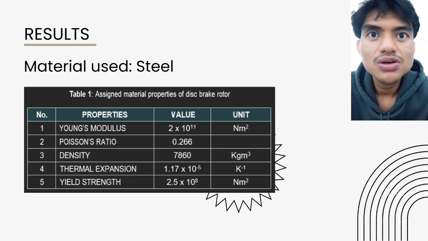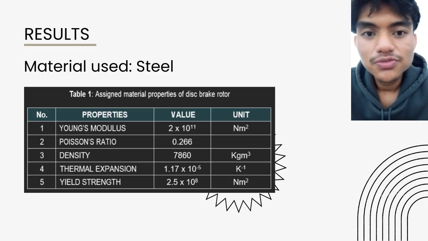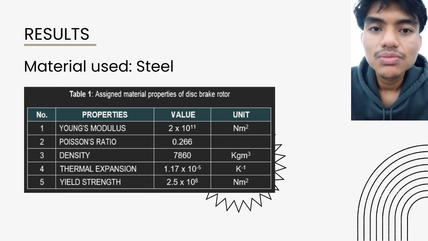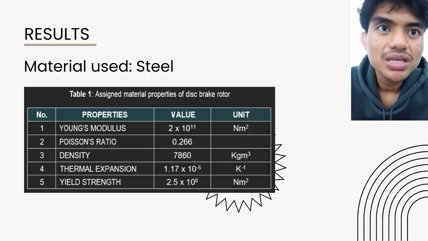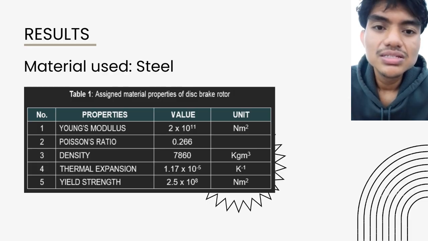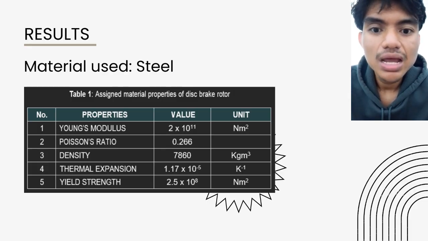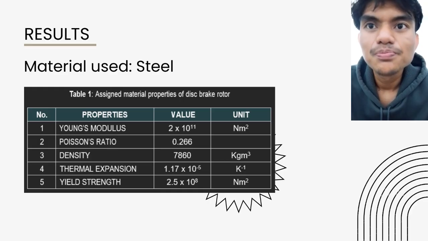The table shows the properties of steel used for the rotor. The most important number is the yield strength at 250 megapascal. This is the maximum stress the steel can take before it bends permanently. We'll also use a Young's modulus of 200 gigapascal, which tells us the material is very stiff and strong. Since the simulation only reached about 3 megapascal, we are well below the failure limits, meaning the design is perfectly safe.